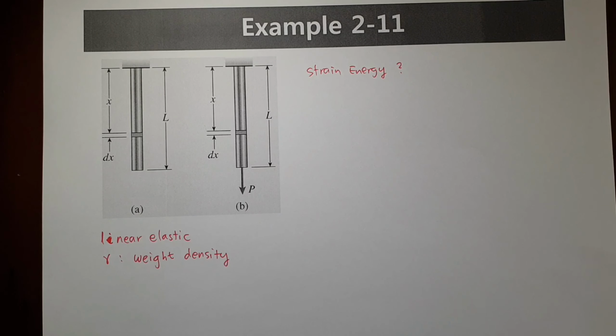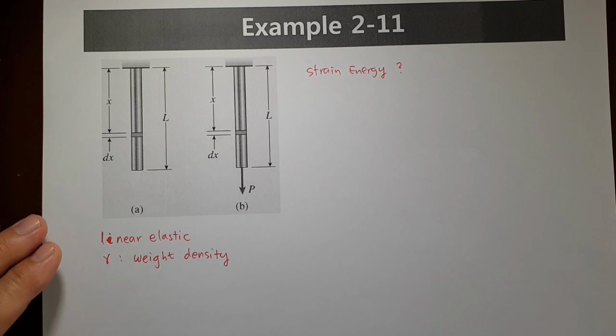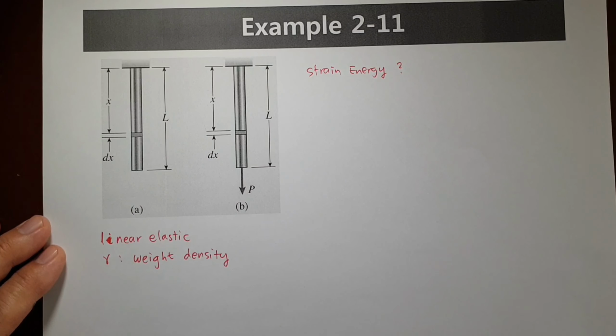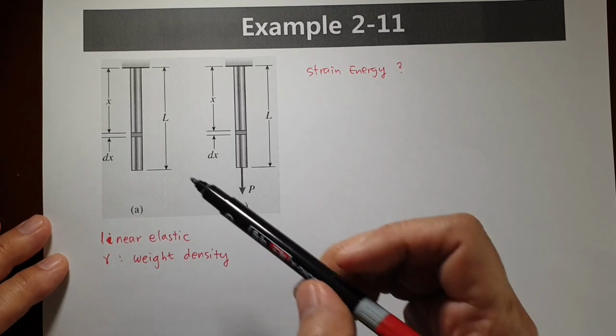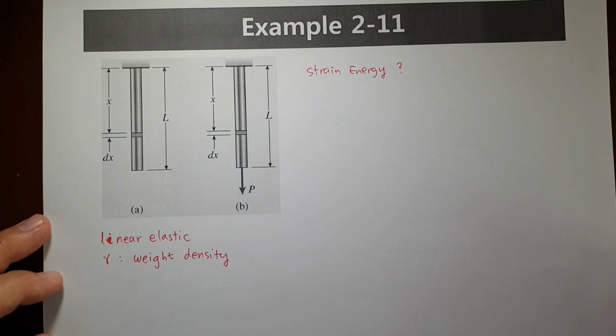Here also you would like to calculate the strain energy on the left side and right side. The difference is the P. On the left side, we must consider self weight. Self weight means it's a kind of continuous system, and self weight should be considered.